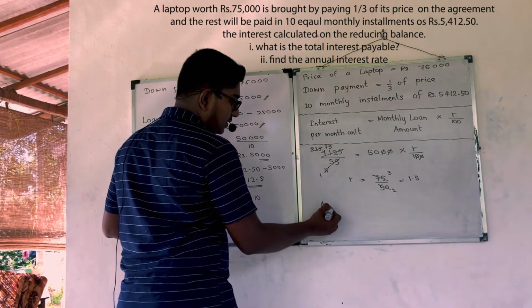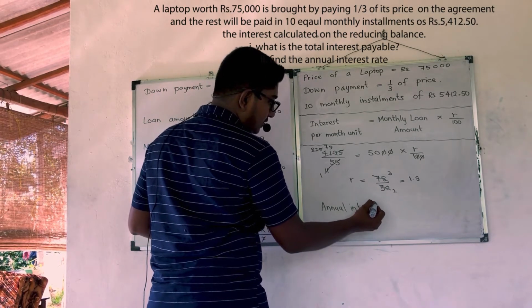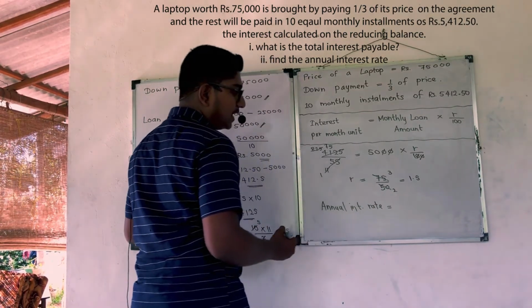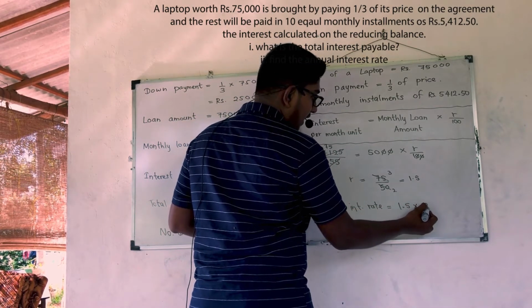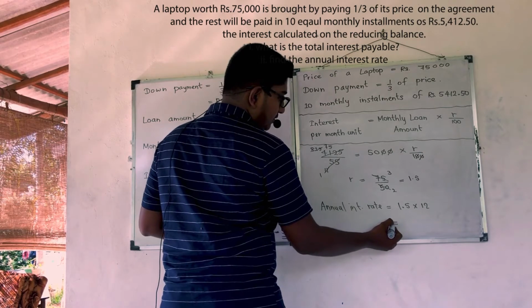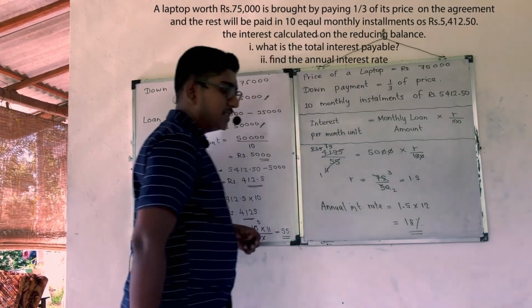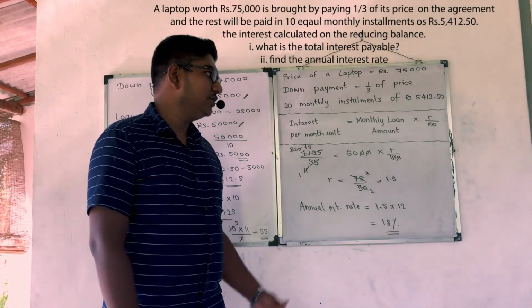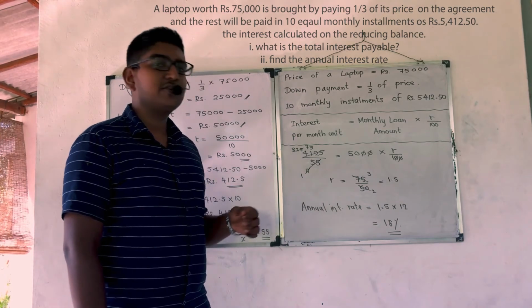In this question, we want to calculate annual interest rate. We can calculate the annual interest rate by multiplying monthly interest rate by 12. That is 18%. I have taught you how to calculate the interest rate when the value of an installment is given.